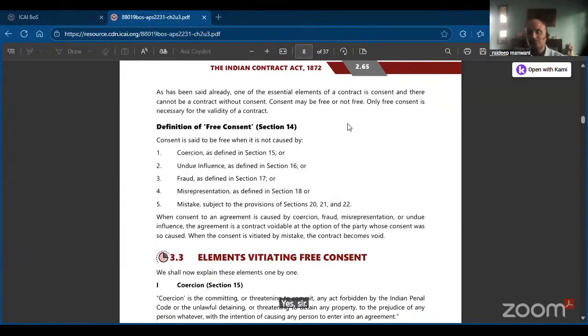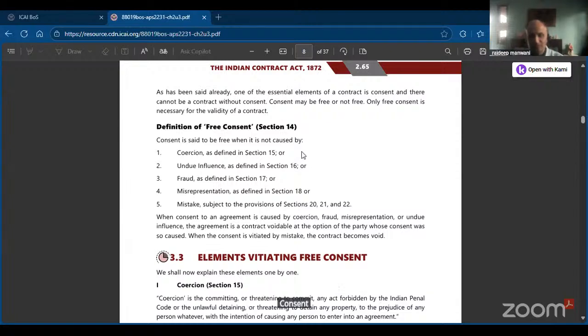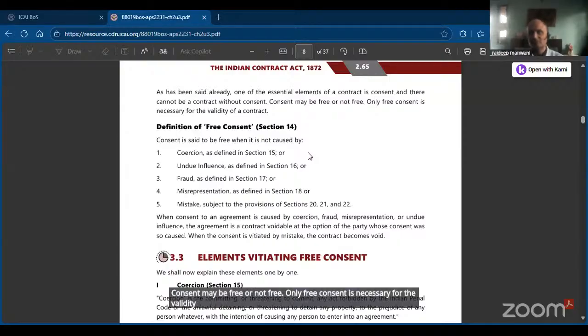Definition, as has been said already, one of the essential elements of a contract is consent, and there cannot be a contract without consent. Consent may be free or not free. Only free consent is necessary for the validity of a contract. Definition of free consent, section 14.